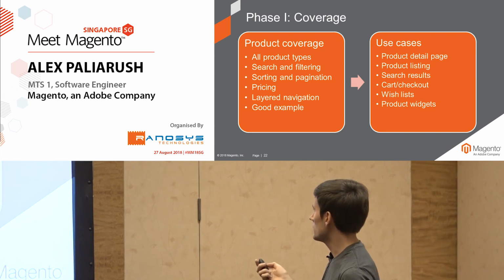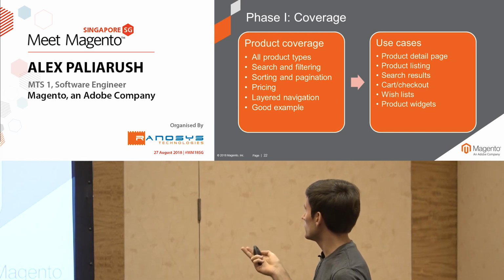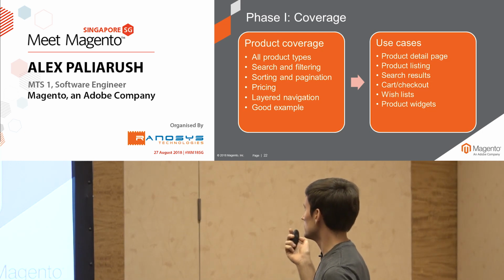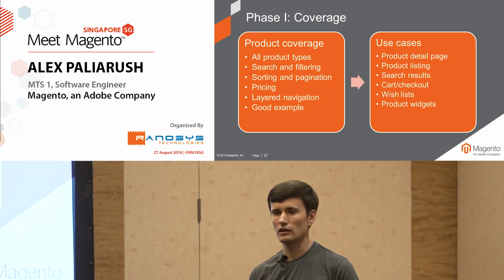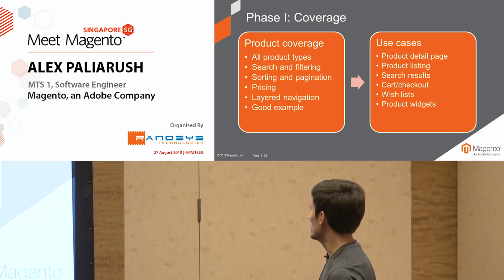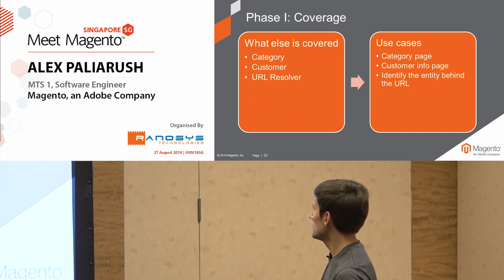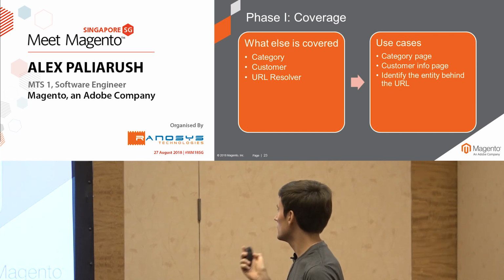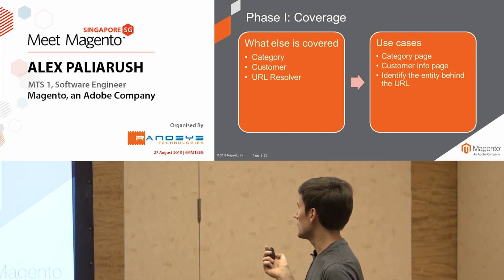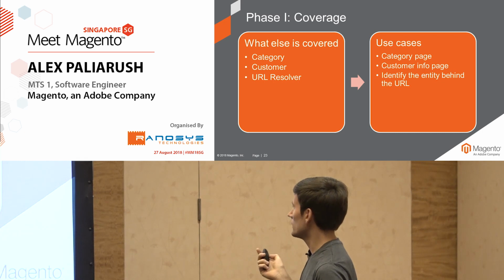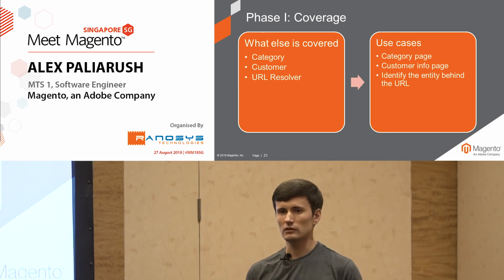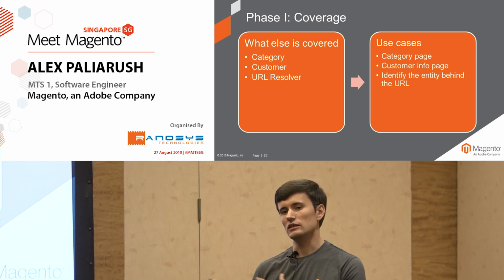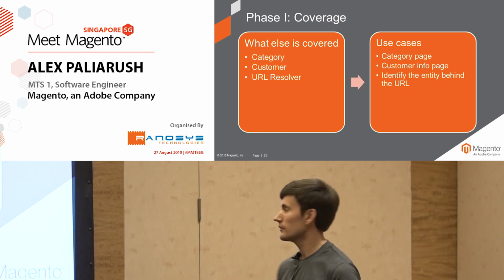And the use cases which are covered by products query are that you can render product detail page, product listing, products in the cart, wish list, widgets. In addition, we have coverage for category, customers, and URL resolvers. And this in its turn covers use cases for category page rendering, customer info page, and one of the PWA scenarios when we need to resolve what entity is behind a specific URL.